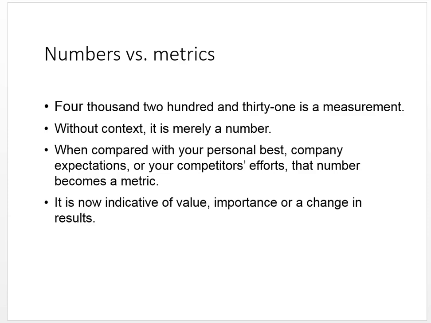So numbers. 4,231 is a measurement. Without context, it's just a number. When compared with a personal best, a company's expectation, or your competitor's effort, that number becomes a metric. So essentially, it's numbers in context. It is now indicative of value, importance, or a change in results.